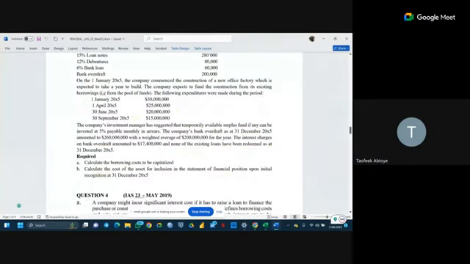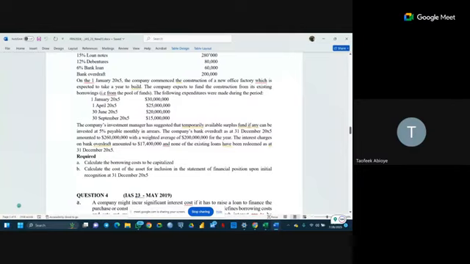The company investment manager has suggested that the temporary available surplus fund, if any, can be invested at 5% payable monthly in arrears. Monthly in arrears, that is, they will be paid in an accrued manner. The company bank overdraft as at 31st X5 amounted to 260, with weighted average of 200,000. The interest charge on overdraft amounted to $17,400,000, and none of the existing loans have been redeemed as at 31st December.